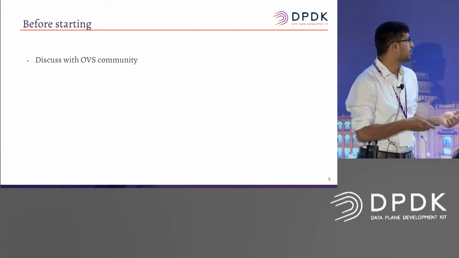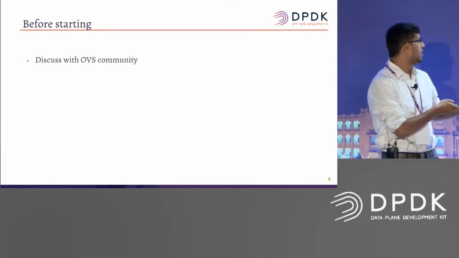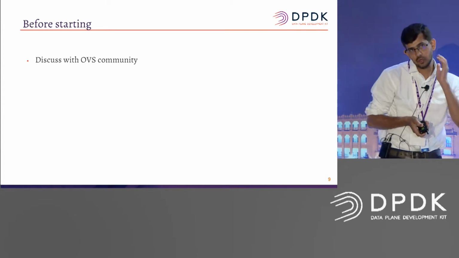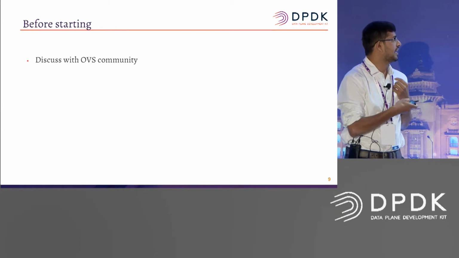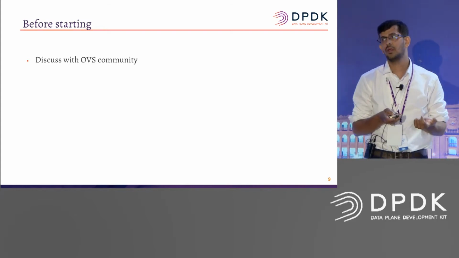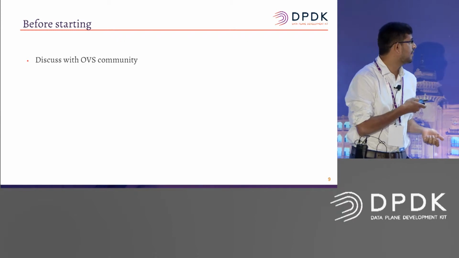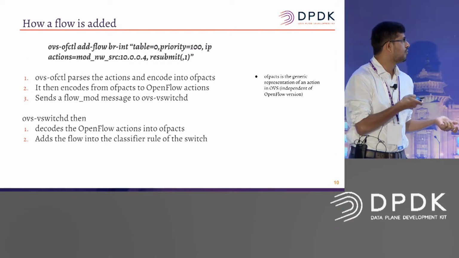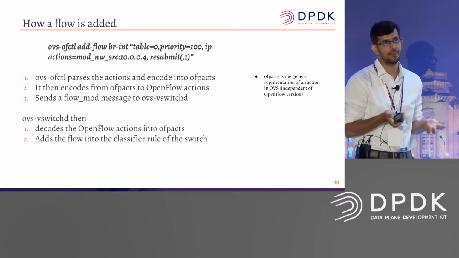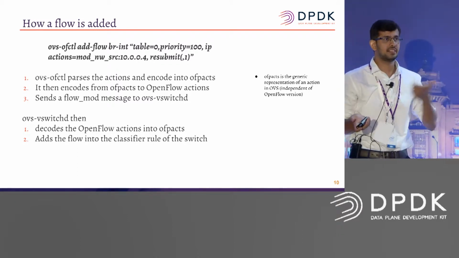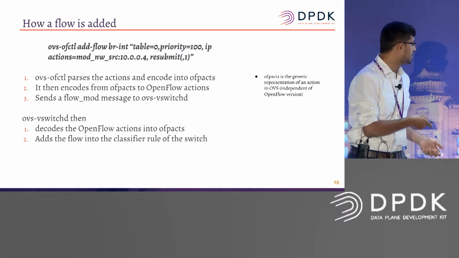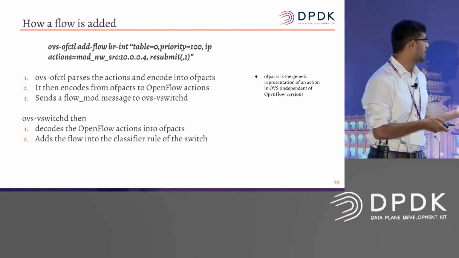So as an OVS developer, you need to add the code to parse those actions and convert them into ofpacts. There is something called ofpacts in OpenVSwitch, which represents each action internally, independent of the OpenFlow action, so that OpenVSwitch can support multiple OpenFlow versions. Then it converts those ofpacts into the actual OpenFlow action and sends it to ovs-vswitchd either via TCP socket or Unix socket. If you are writing a controller, you would have a TCP session with ovs-vswitchd, and you would send it in the OpenFlow format. And then ovs-vswitchd will receive that particular flow.